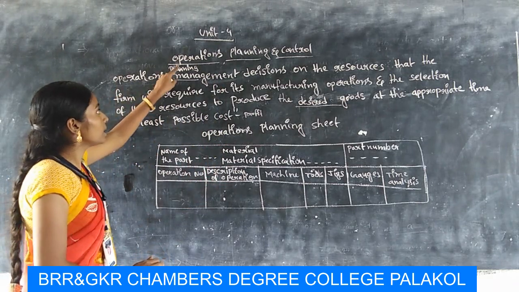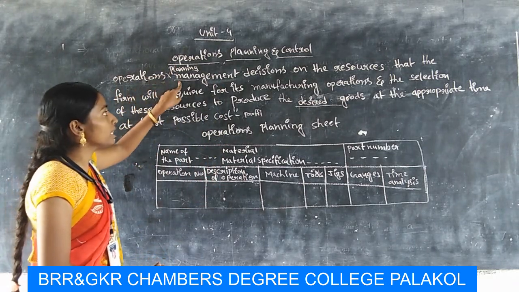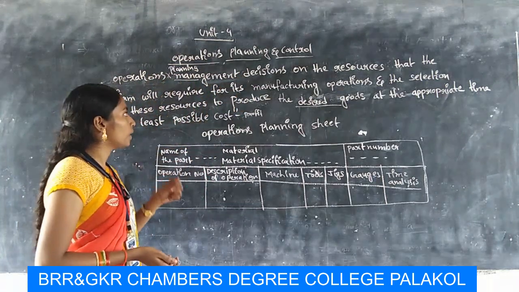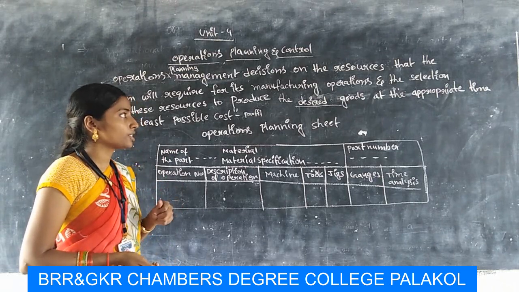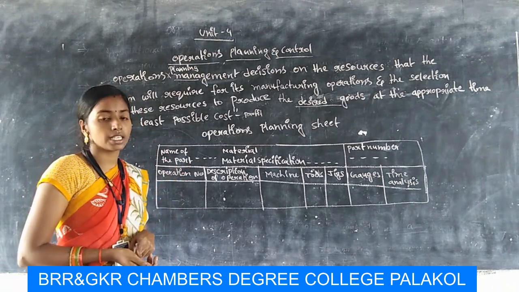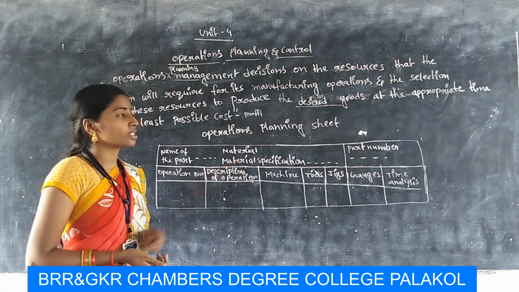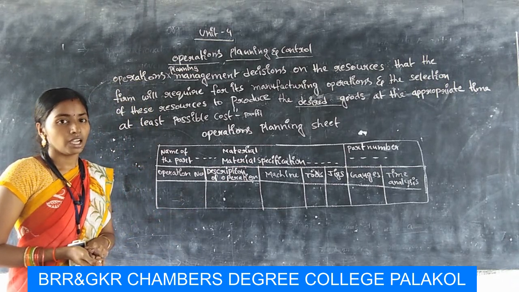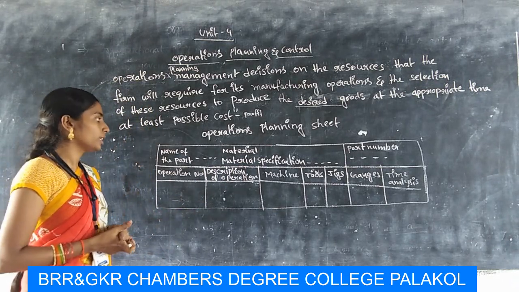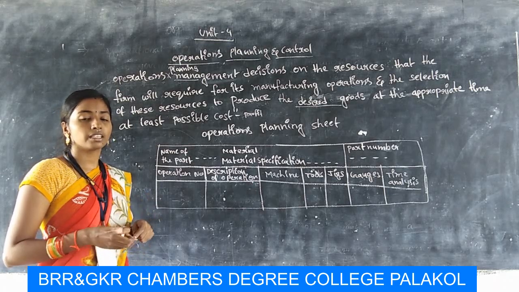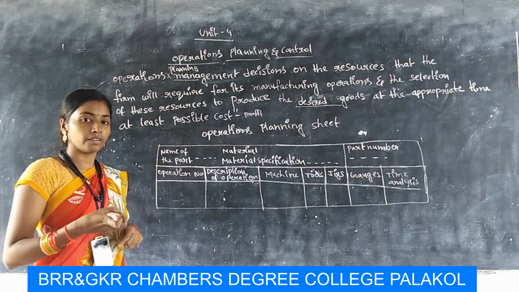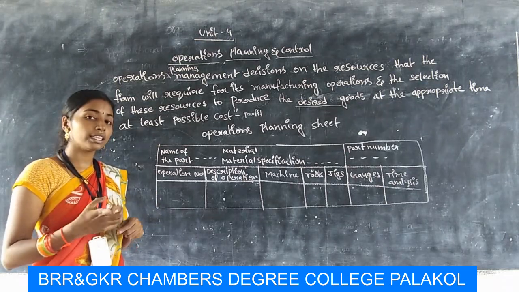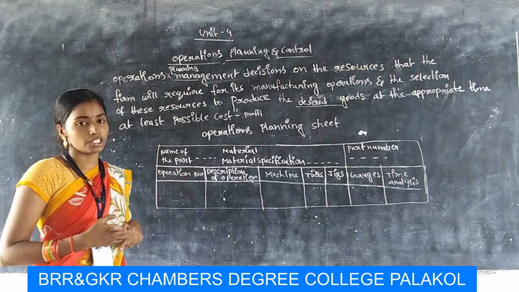Once again, operations planning is the management decisions on the resources that the firm will require for its manufacturing operations and selection of the resources to produce desired goods at appropriate time and at least cost. Depending upon this definition, the organization plans different types of requirements, which means material requirements, inventory control, and the scheduling. All these elements are planned in the operations plan.